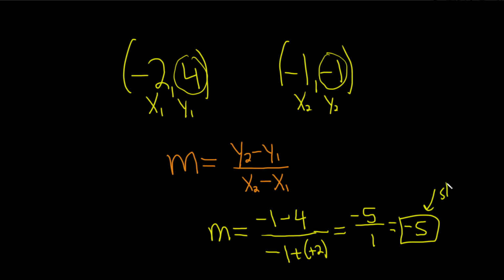This is the slope. And because we have a negative slope, the line falls. So it falls in this case. If you get a positive slope, it rises. If you get a negative slope, it falls. If you get a slope of 0, it's horizontal. And if you get an undefined slope, it's vertical.